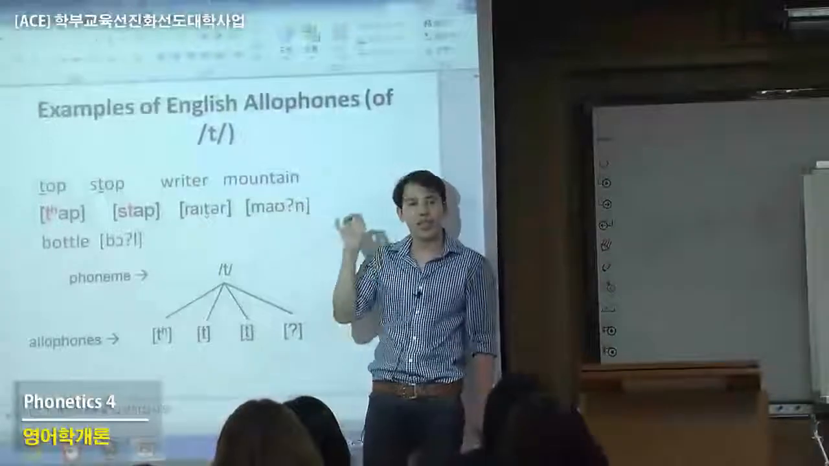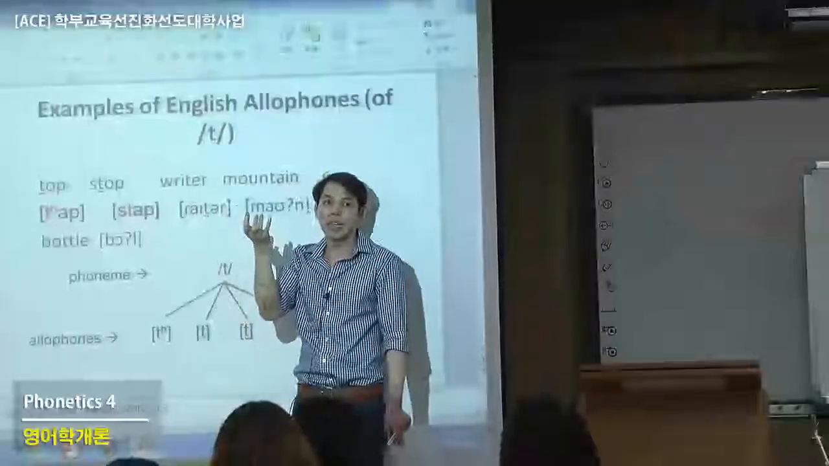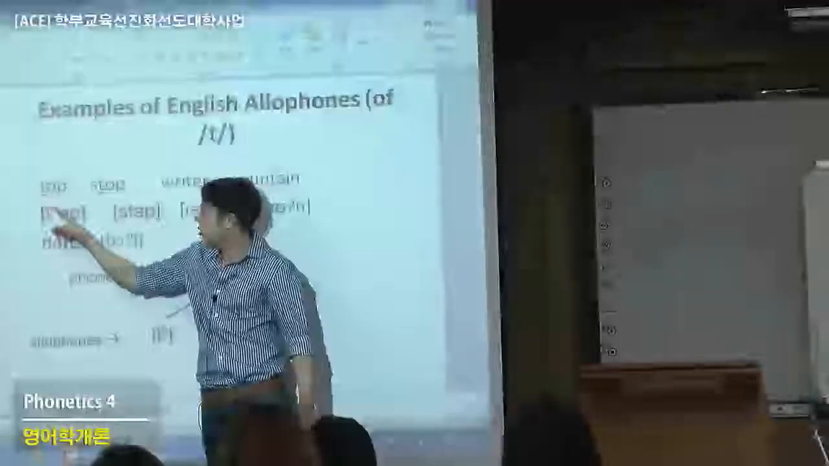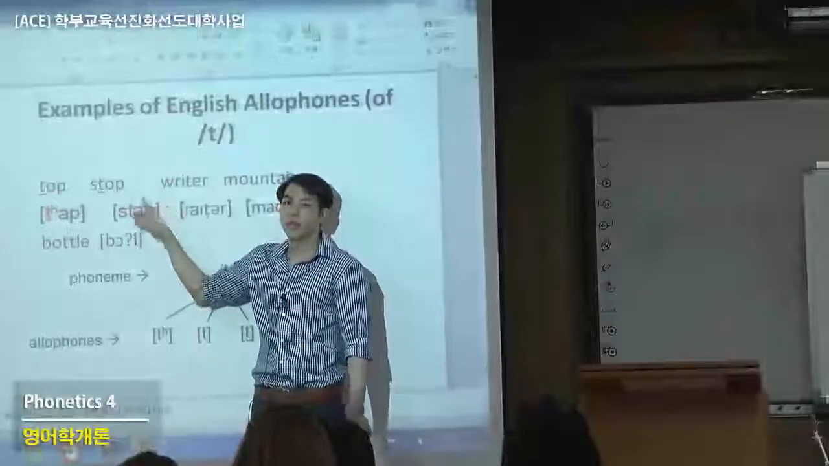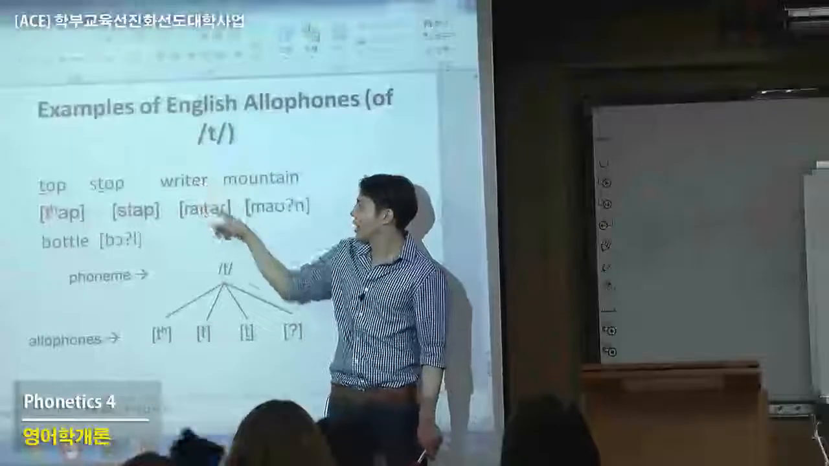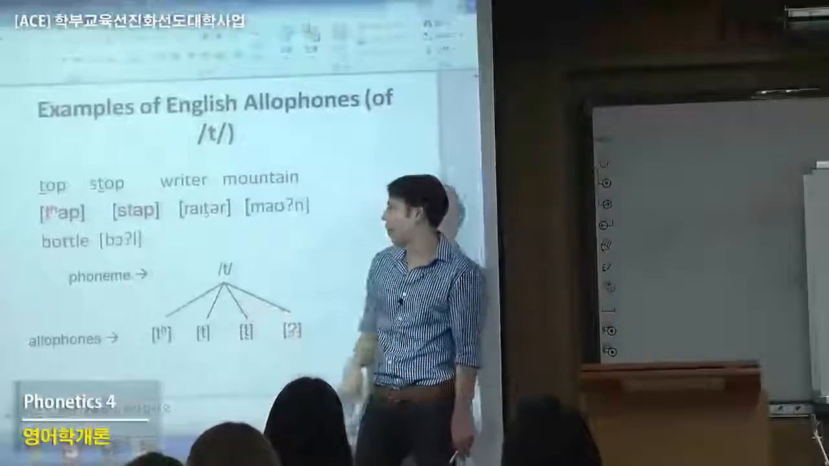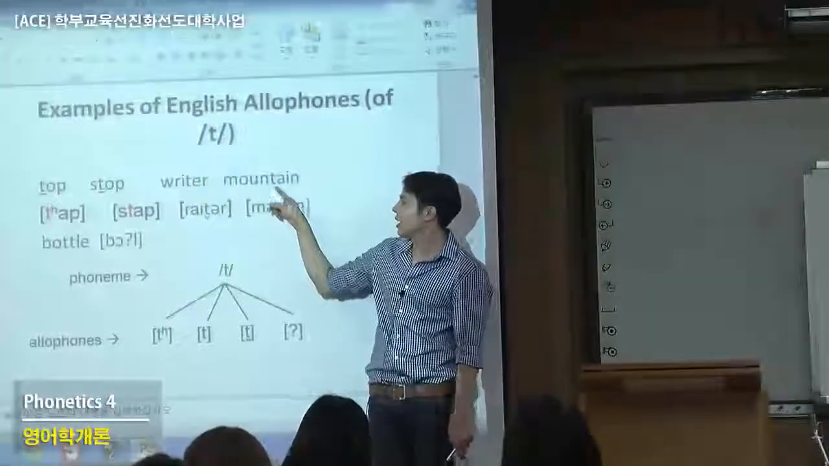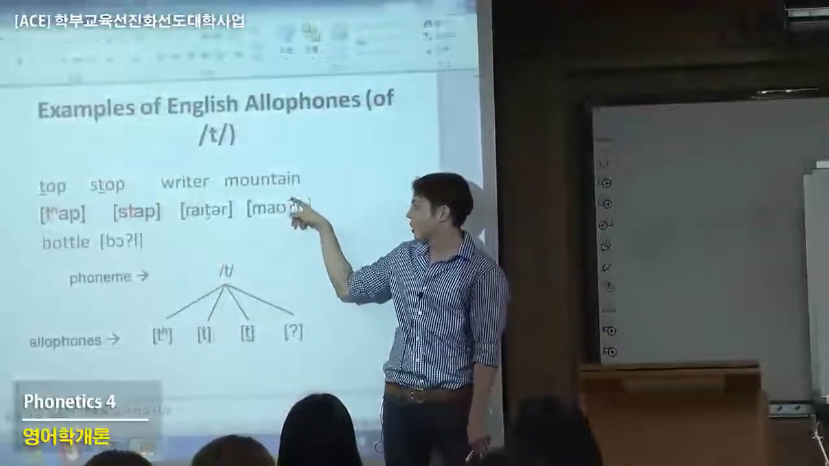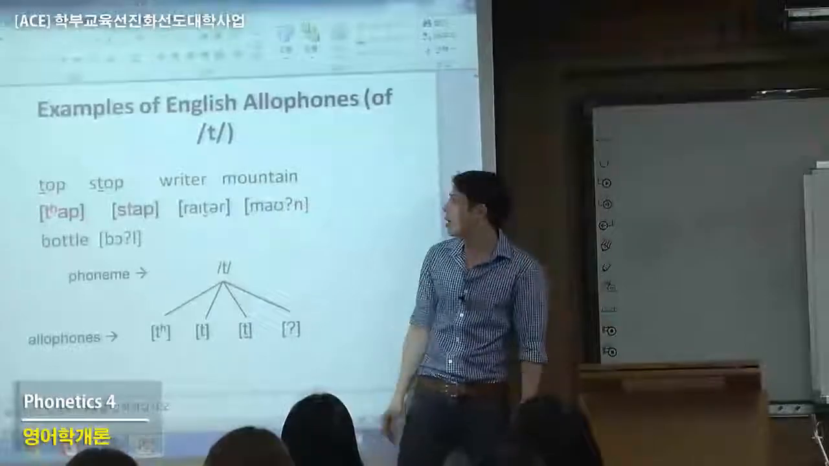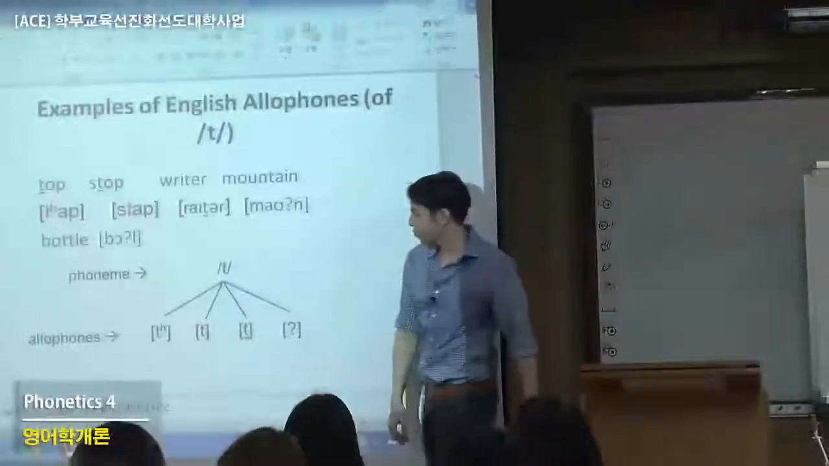So we have to indicate the minor differences by making up some symbols, right? So this one with the air, we have the H, we know that. This one without the air, we just have the regular T. This one that looks like a D, we have the little V below it. And this one that sounds like that, it's a glottal sound. We indicate it with a question mark, okay? So, bottle, bottle, like that.